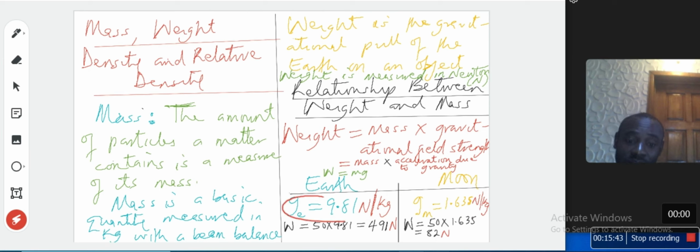So once the gravitational field strength changes, even if the mass is still the same, 50 kg, the weight changes. On Earth it is 9.81, but on the moon 1.635, so the weight will also change. For instance, on Earth it is 491 Newton, while on the moon it's 82 Newton. So please always remember that mass stays the same irrespective of where you are. The weight does what? Changes.